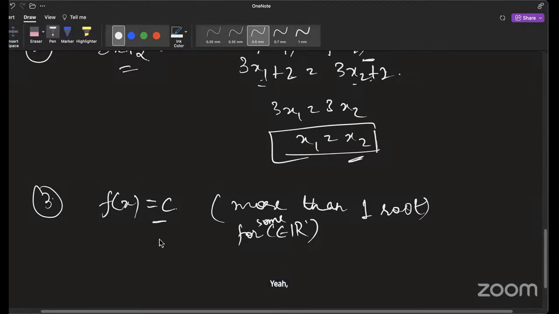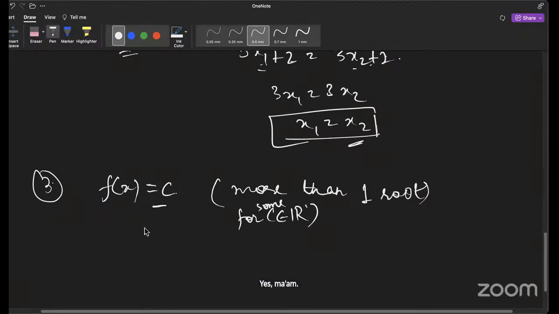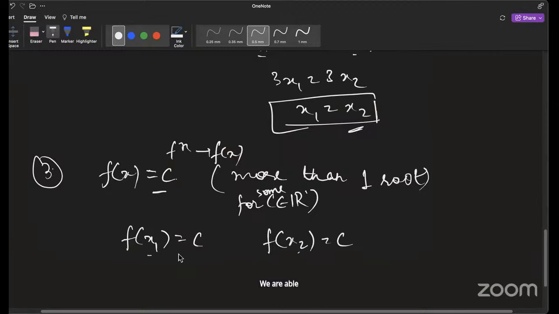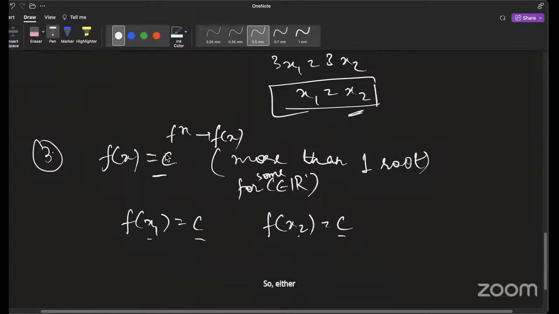Not 1-1, because you're able to find 2 points, let's say x1 and x2. Roots means f(x1) equals c and f(x2) equals c. So you're able to find 2 points where you get the same value. This c could be anything. You can take 0, you can take 1, 2, any real number works here. This is one way to do it.